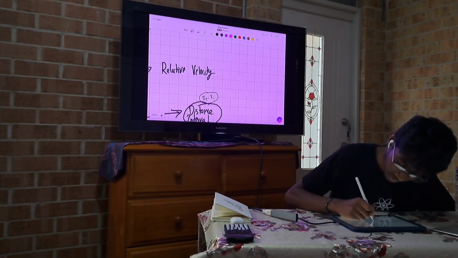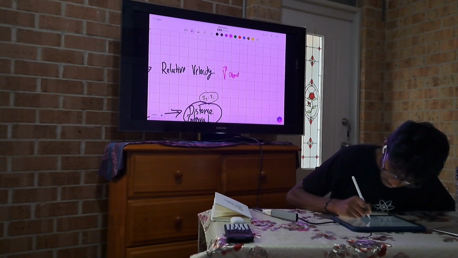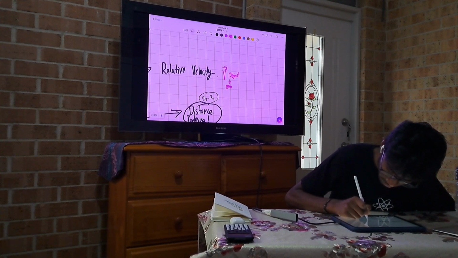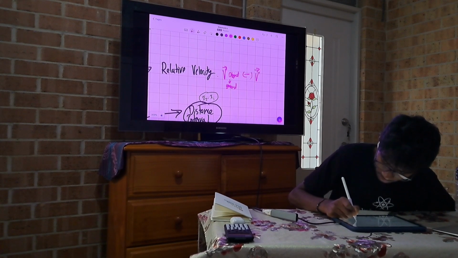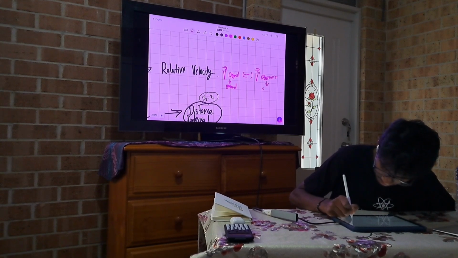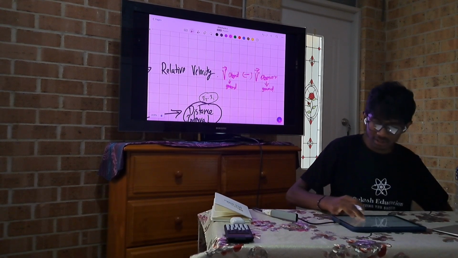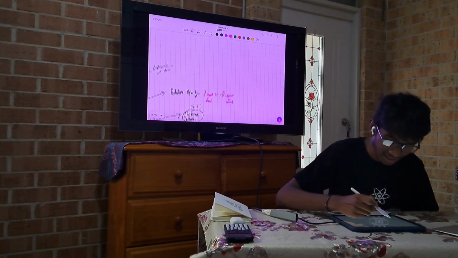So let's write it down. Velocity of object relative to ground minus velocity of observer relative to ground. Okay, all this is fancy, fancy, fancy. Even I don't understand this relative velocity fully.